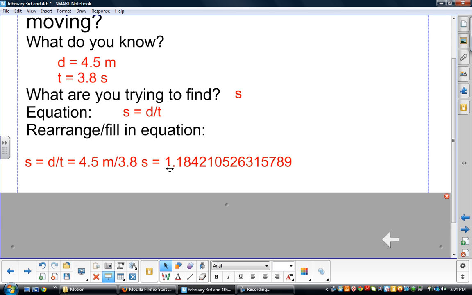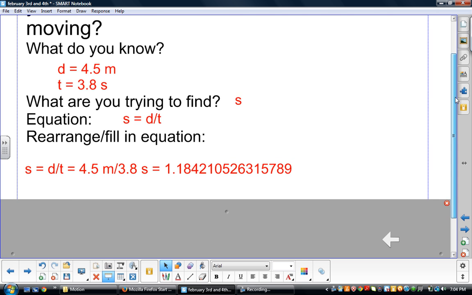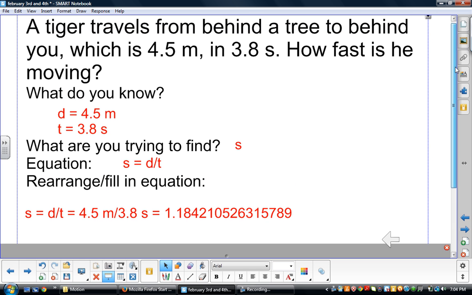4.5 divided by 3.8 equals 1.184210526315789. And at this point you say, how many of these am I supposed to write down? Well, there is an answer to that question. We just learned it last week. It's called significant figures. When you multiply or divide, your answer is limited to the number of significant figures that you started the problem with. So let's take a look at those.